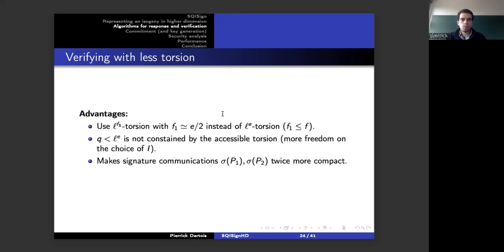So this has some very important advantages. The main one is that we need half of the torsion that we needed before. And it gives us some more freedom on the choice of the ideal, so on the choice of Q, because we are not constrained by the accessible L^F torsion that we have anymore. And furthermore, since we need half the torsion that we needed before, our communications, so the points that we send to the prover and what will be our signature, will be twice as compact as before.